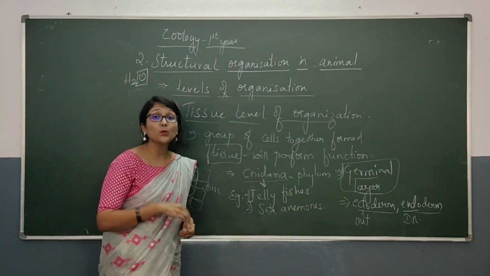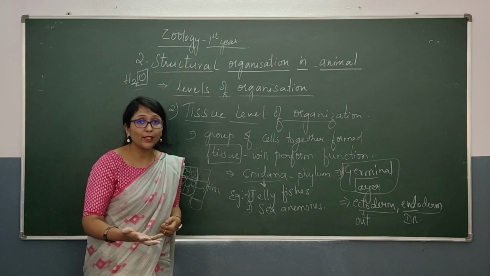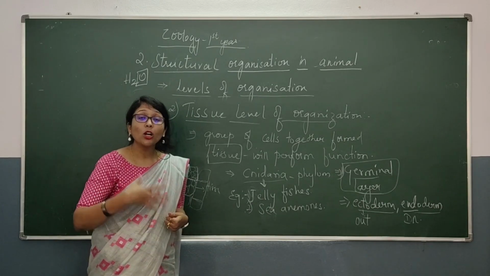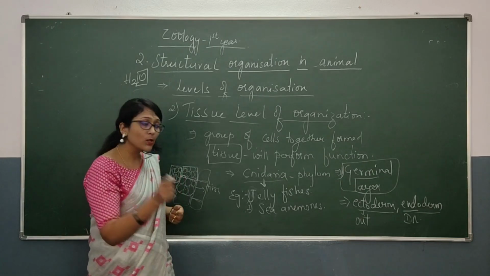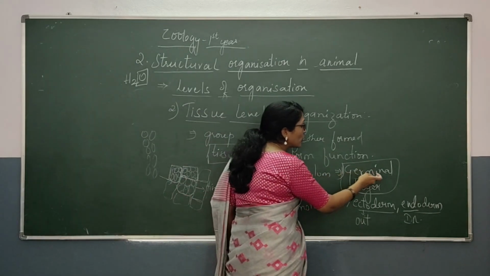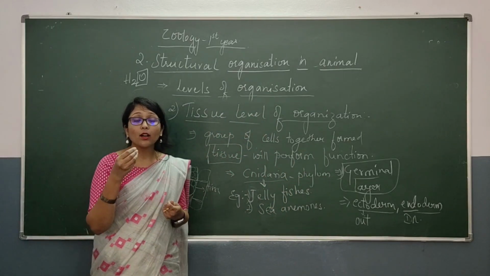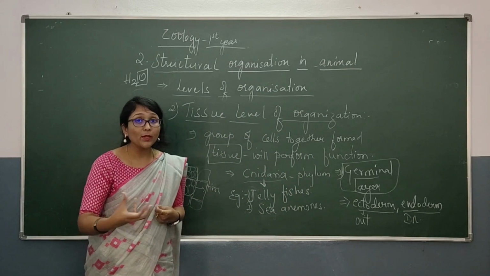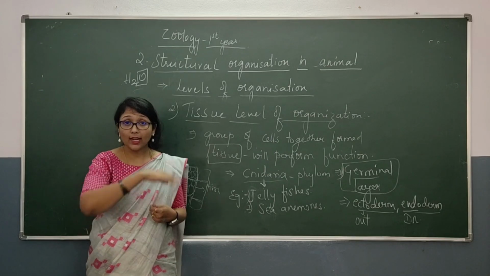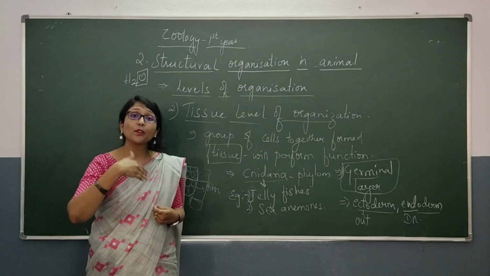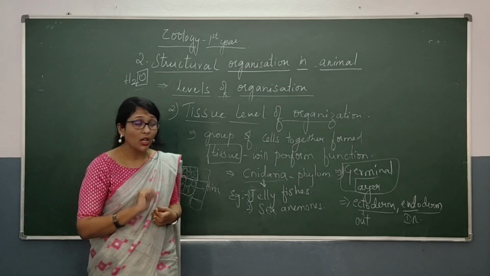Transition means what? A change in the process of evolution. What is that? Cells have got the ability to differentiate. That's why the name given to them is germinal layer. They can differentiate. So germinal cells, or germ cells, what are they? They are nothing but cells that can further differentiate. They can further give rise to another structure. So here also.